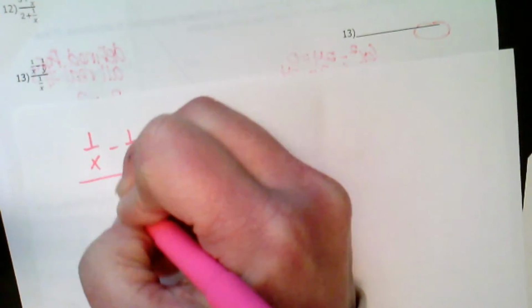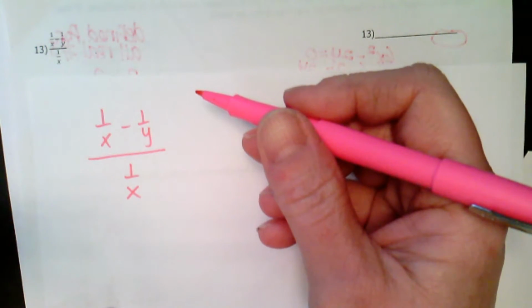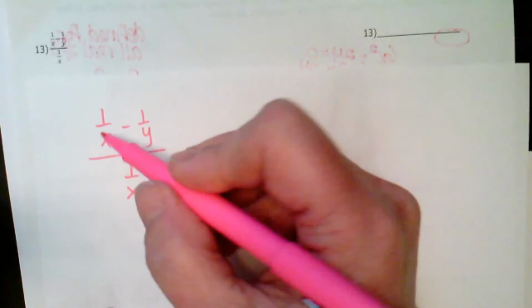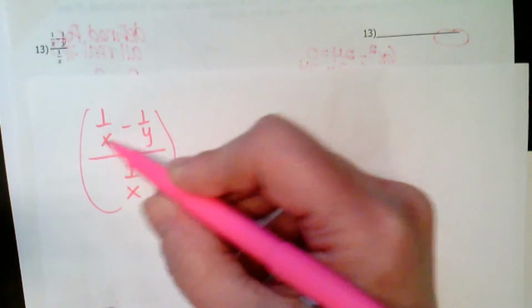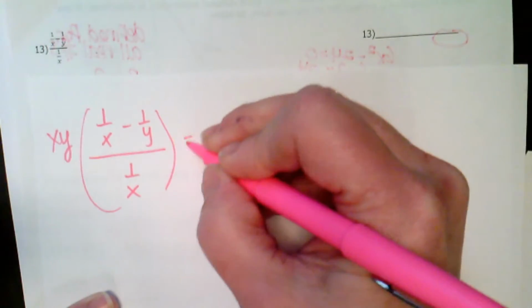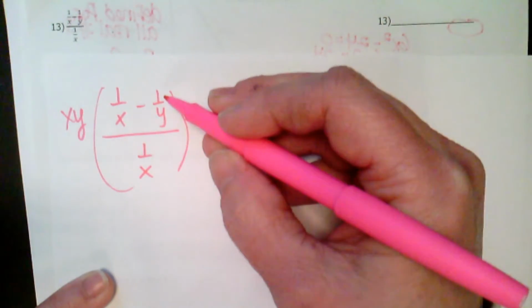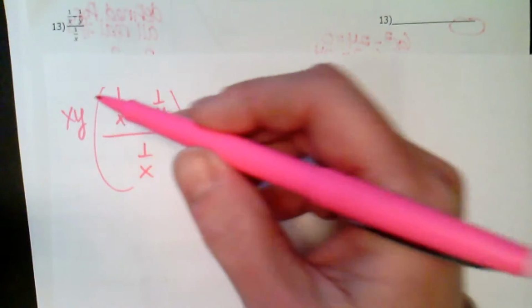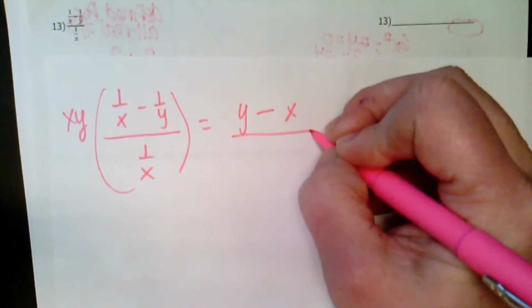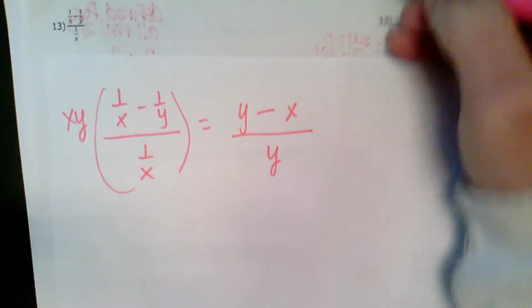Right. Number 13 is the same kind of problem. We have a lot of fractions in the fraction, so we want to multiply everything by the LCD of all of them, which is xy. So when I multiply 1 over x times xy, the x's cancel out and leave y. When I do 1 over y times xy, the y's cancel out and leave the x. And then the bottom, 1 over x cancels out with the x and leaves the y. So this is your final answer.